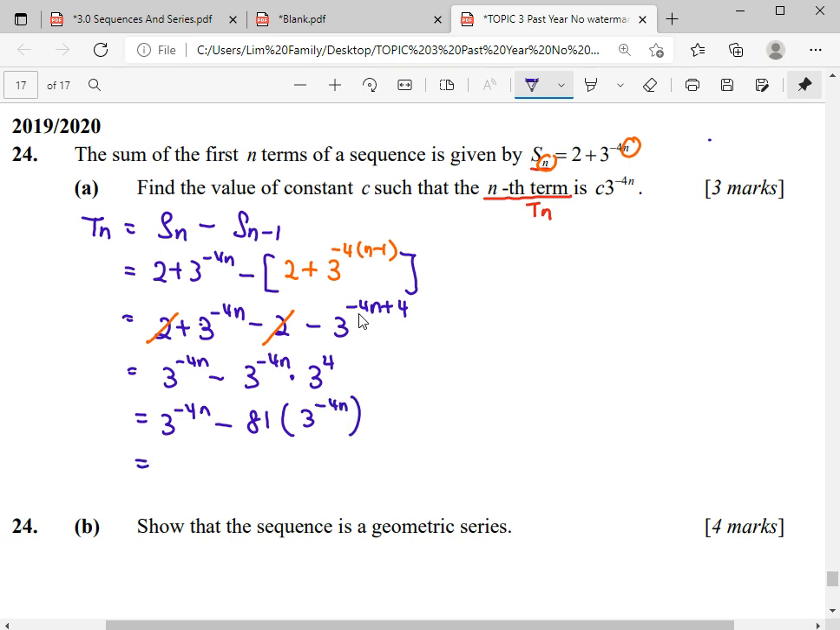So you can see one indices minus 81 indices. If this one is m, let's say this is m. Because this is indices subtraction, we cannot do anything else. If you let it be m, this is m minus 81m, which gives you negative 80m.